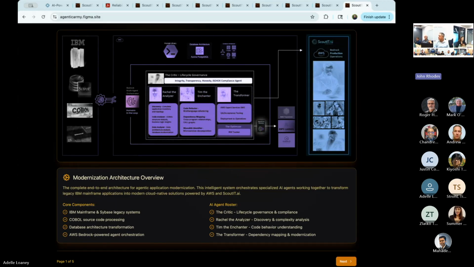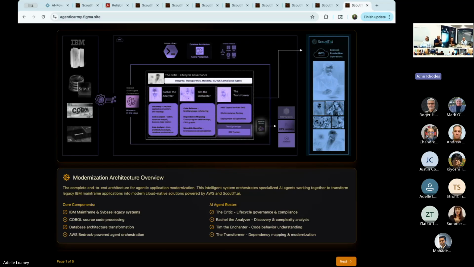So this is just a few slides on a little bit of what we've been doing on the back end. And John, feel free to jump in on all of this because I have not been as involved as you have on these conversations. So the core components are listed, and then we have our agentic roster of how they're going to impact and attribute to this modernization process. The goal is to complete end-to-end architecture for application modernization using our agentic army that's already there, plus whatever development needs to happen to get there.